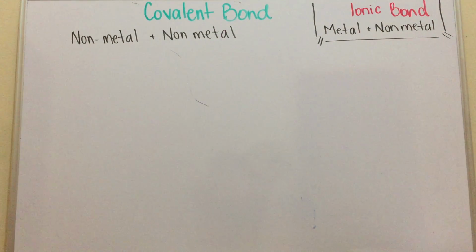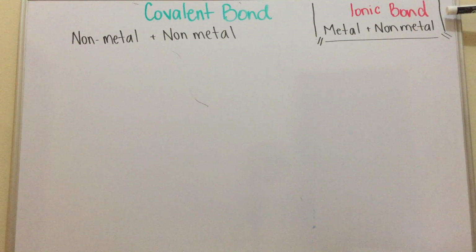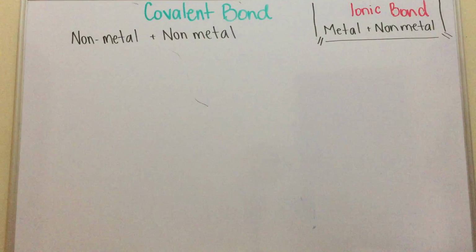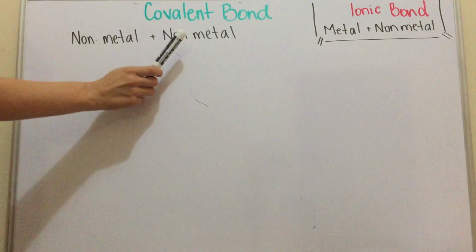Hi guys, today we're going to continue with covalent bonds. We already saw ionic bonds and I want you to see these differences. An ionic bond is a metal plus a non-metal, alright? And today we're going to see covalent bonds, which are a non-metal plus a non-metal.